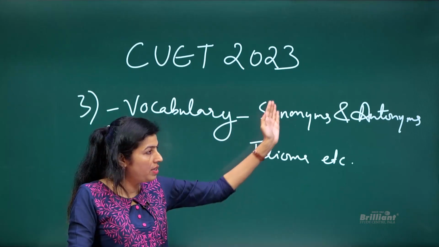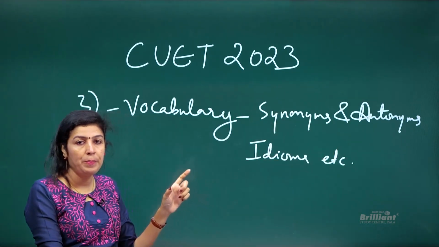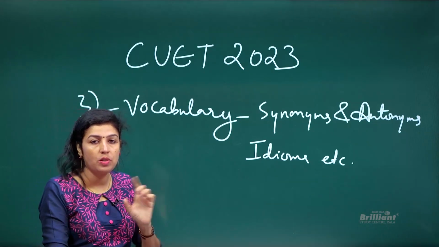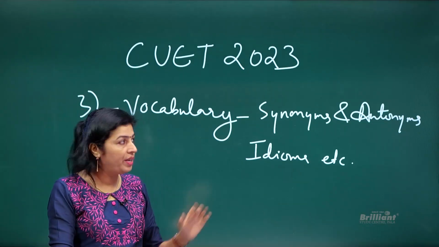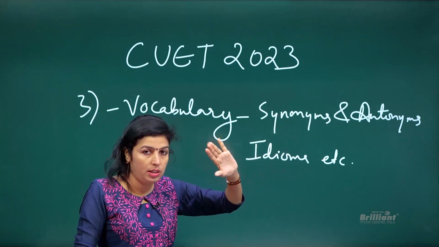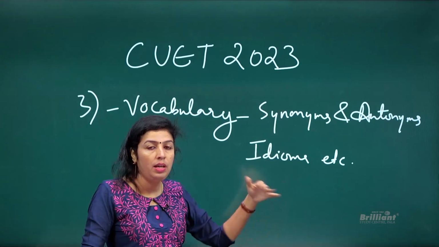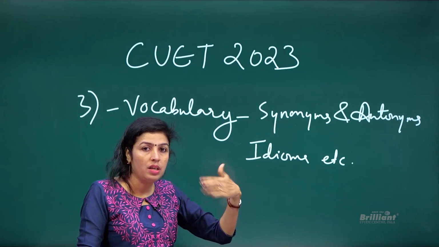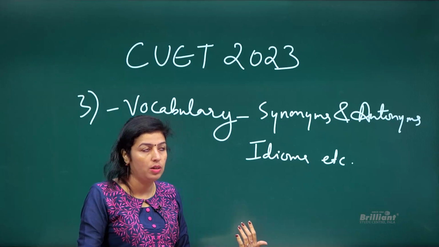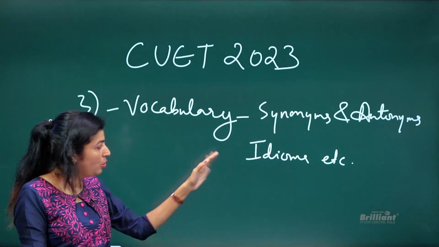Or else, if it is antonym that you need to find out from the given options, the instruction will be, find out the word which is opposite in meaning. So when I say use of synonyms and antonyms, it doesn't mean that it would be the exact same words used. In the instruction part, it could be given another way, but basically it's all about synonyms and antonyms. And then the use of idioms.